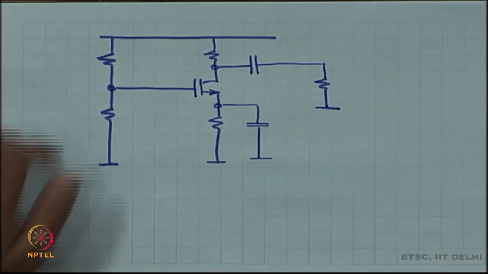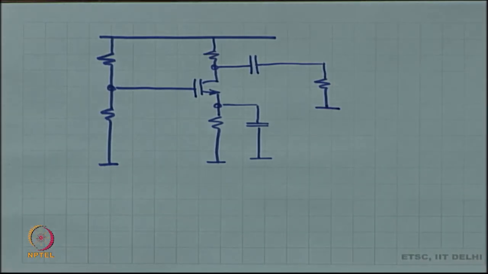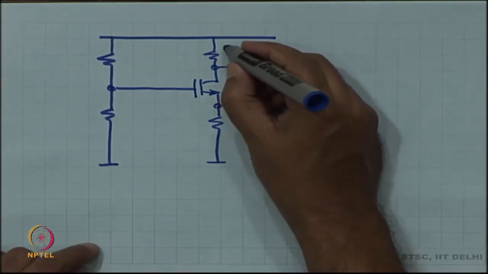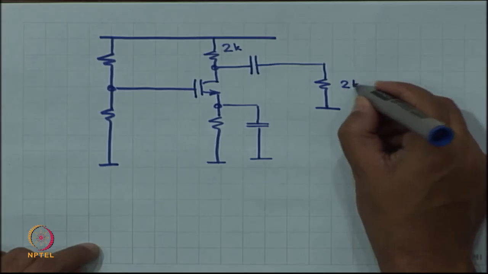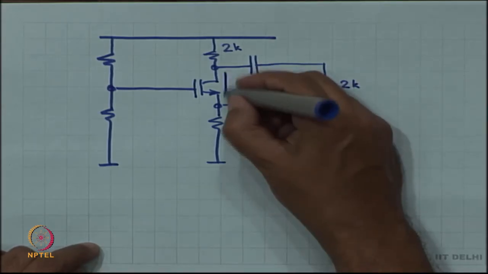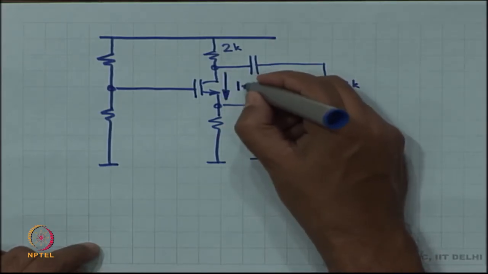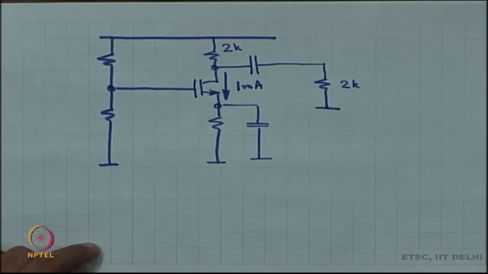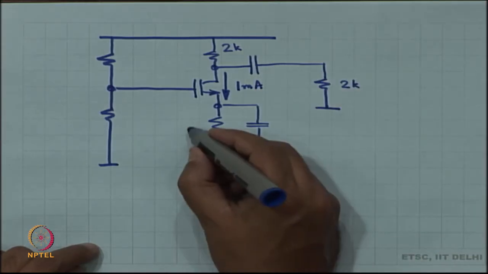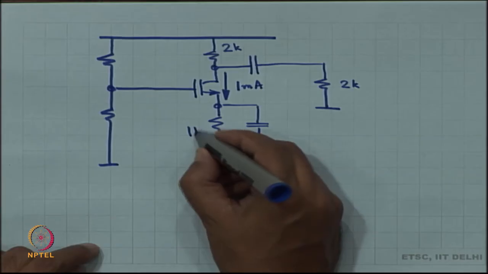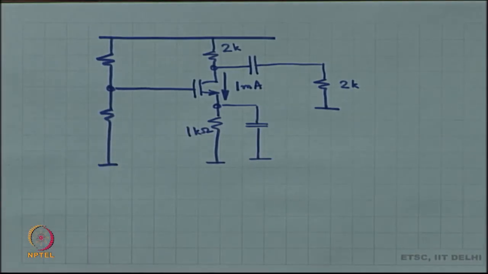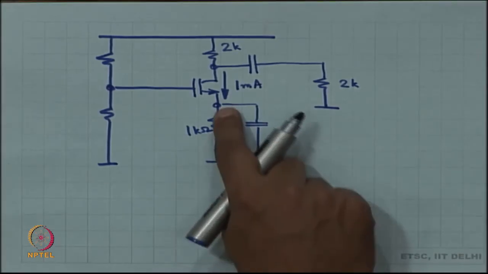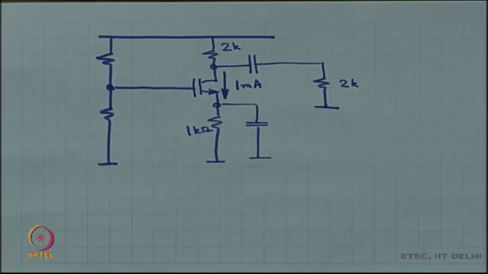Let us put a load over here. Okay. So, first thing we are going to do is we are going to make this 2K. We will target a bias current of 1 milliampere, an operating point of 1 milliampere, with 1K at the source, and this is 1 milliampere, 1K. So, 1 volt over here.